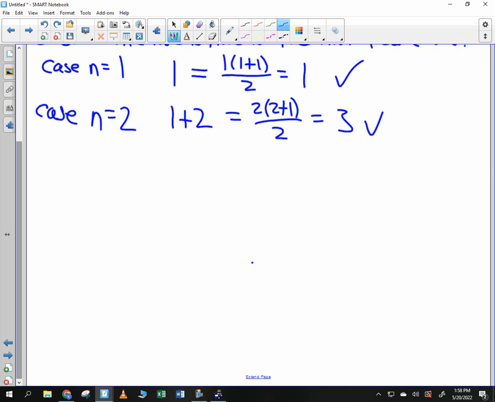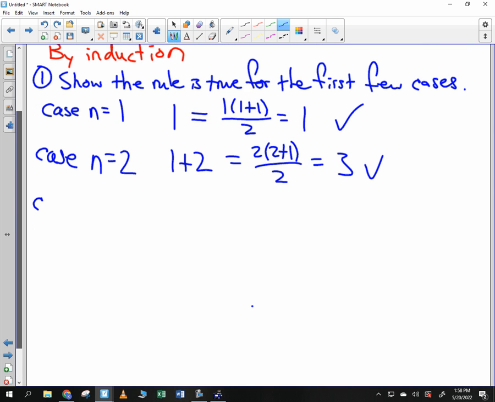Anybody want to guess whether or not it works for case n equals 3? Let's see. How many numbers do I add up now? 3. I do 1 plus 2 plus 3. And what do I now plug in for n? I plug in 3, and I get 3 times 3 plus 1 divided by 2. Let's see, I have to do a little thinking here. What's 1 plus 2 plus 3? 6. And does this give me 6? 4 times 3 is 12 divided by 2 is 6. Hey, I got it.